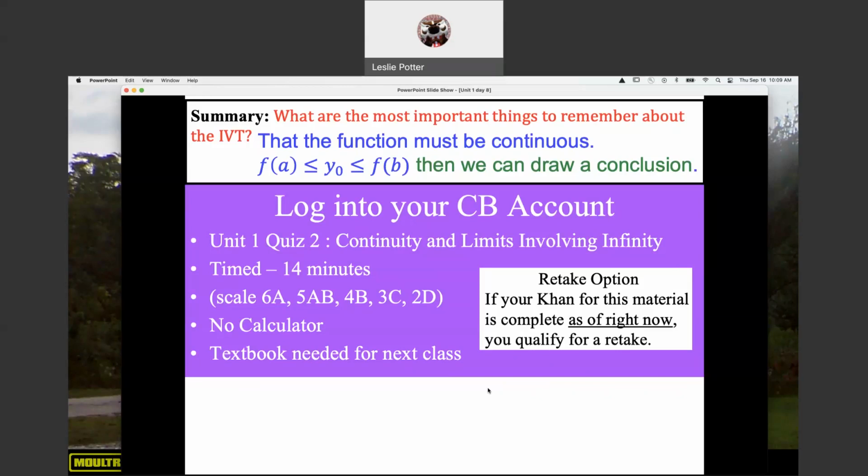No calculator. You're going to need your textbook for the next class because we're going to be doing some reading out of that again. Any questions about that? Okay, so you can go ahead and get into that quiz. And then after the quiz, you can start your topic questions. Let me know if you have any questions or if I can clarify anything for you. And then you have some time, but I'll put up that screen in just a few minutes.